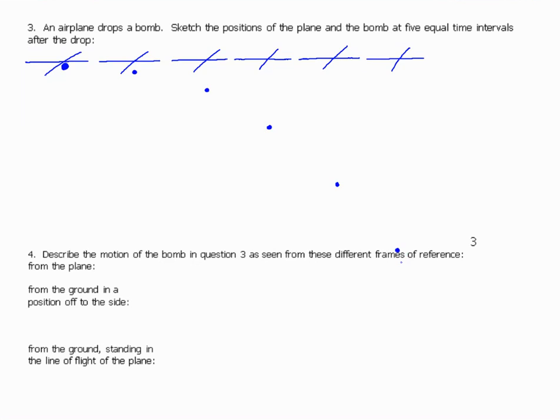So on the next page, number 4, describe the motion of the bomb in question 3 as seen from these 3 different frames of reference. So from the plane, let's say that you are looking down through the hole in the bottom of the plane or through a window that you can see. Let's say you're right here and you're looking straight down. Here it's directly beneath you. Here it's straight down. Here it's straight down. Here it's straight down. From the frame of reference of the plane, the bomb is always straight down. It appears to be directly below.